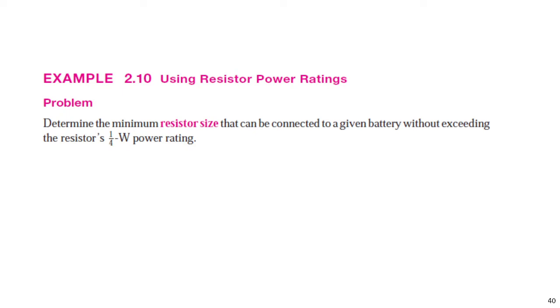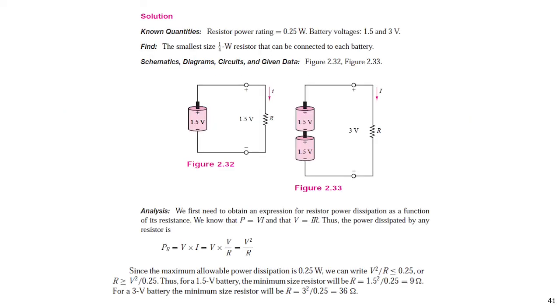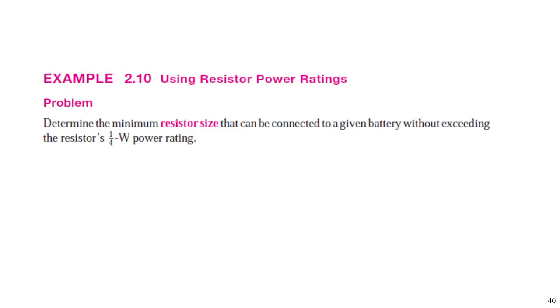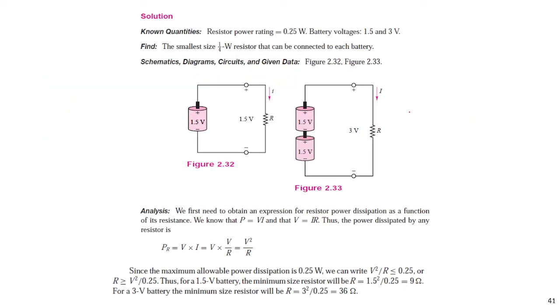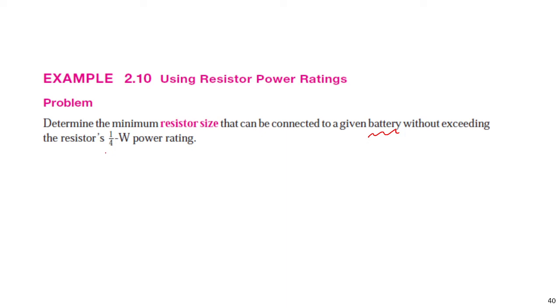That can be connected independently of existing resistors. When we connect it to the battery, we need to select the resistor size. Here, the quantity that we know is the rating of the resistor, which is 0.25 watt, or 1/4 watt.